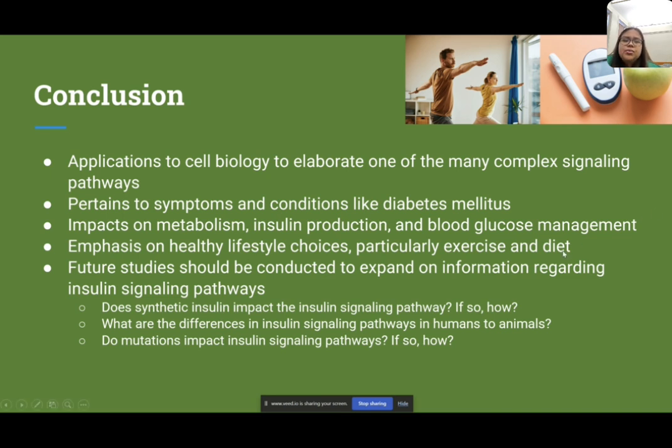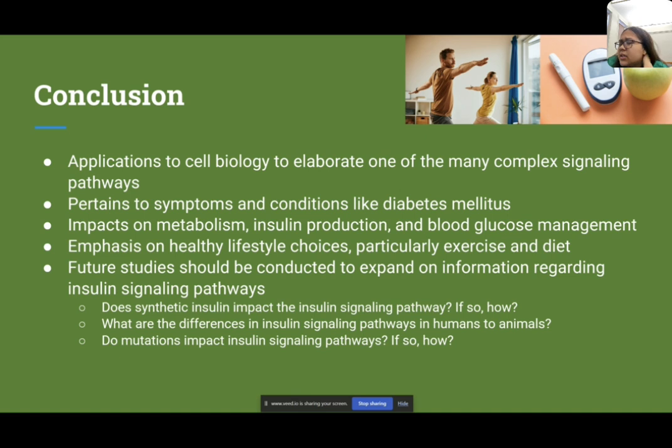So it's really encouraged to eat whole foods, leafy green foods, vegetables, fruits instead of fried, processed, sugary foods. So this brings us to the need for future studies to be conducted to expand on information regarding insulin signaling pathways. As I mentioned previously, there are new medications. How does synthetic insulin impact the insulin signaling pathway? Does it, and how severe is it?